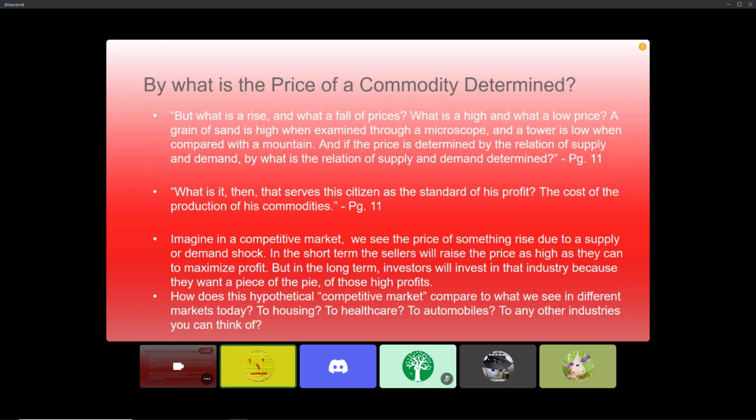How does this hypothetical competitive market, where somebody can, if they see a lot of profits being made in one area, just come in and go, all right, I'm investing, I'm gonna try to get my piece of the pie, how does that situation compare with a lot of the markets we see today?